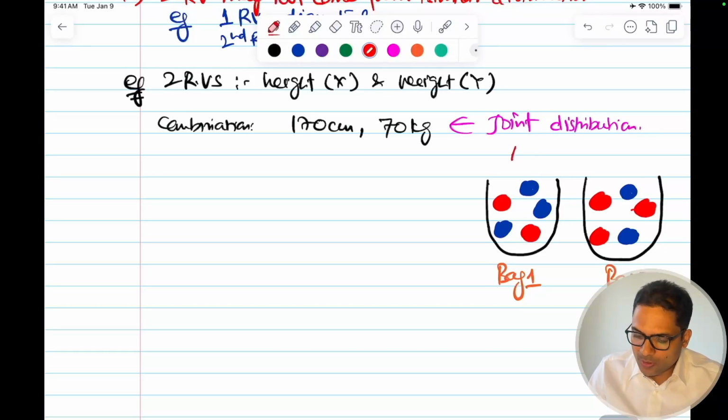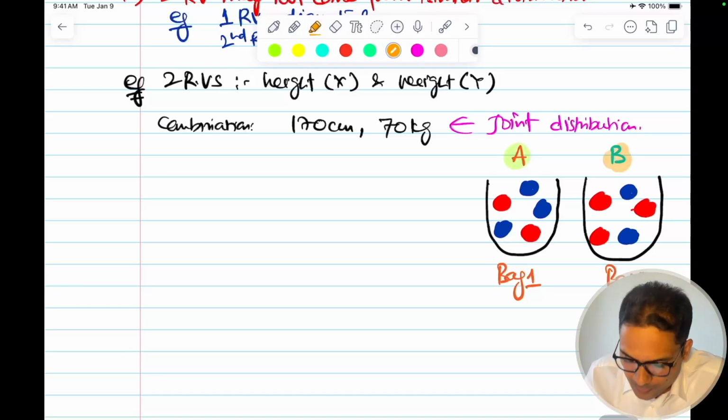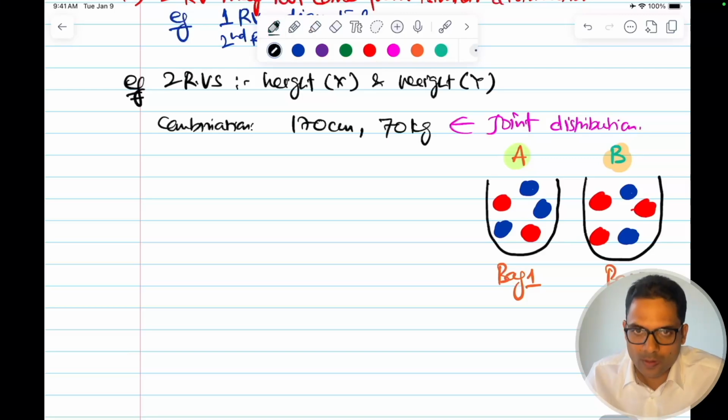If I choose a ball from bag 1, I will model it using the random variable A, and if I choose from bag 2, I'll model it using the random variable B. So these will be my random variables. Okay, so now, what is the question?